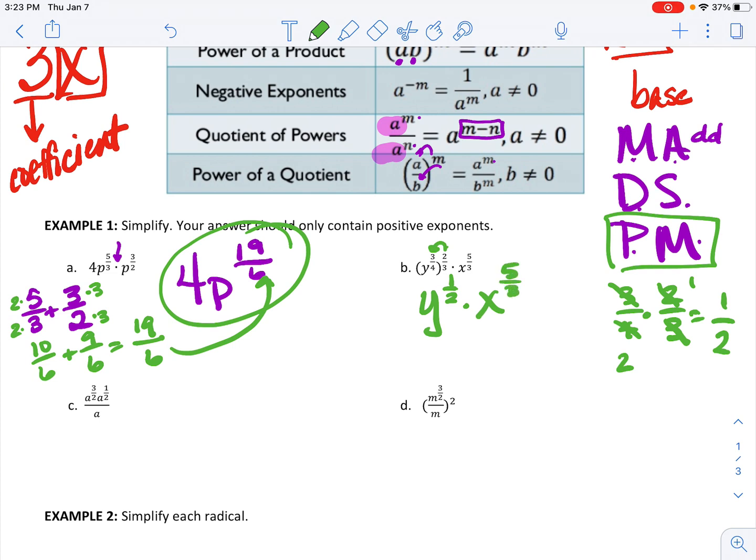Now the next question is, can I combine those? Well, are the bases the same? No. The base on this one is y, and the base on the other one is x. And so because the bases are not the same, we are done.